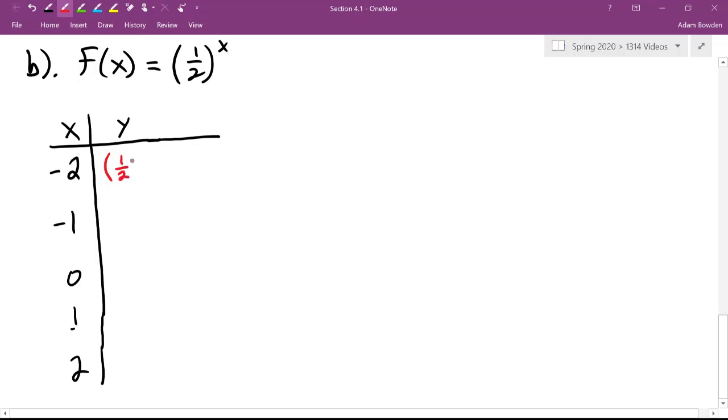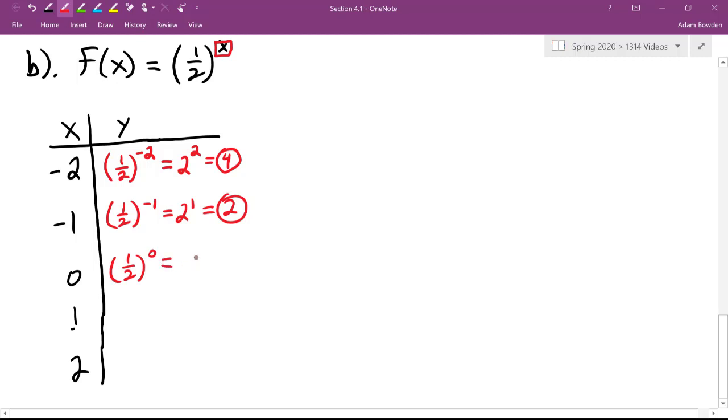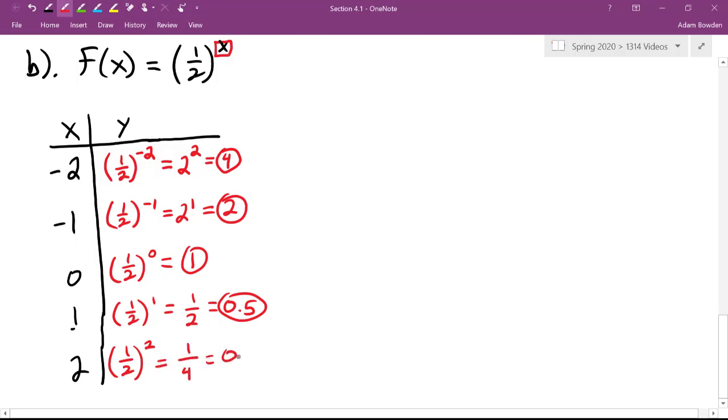So if we take the base 1/2, and x is the variable, we put 1/2 raised to the -2 power. Well, that's going to flip the fraction over to make it 2 raised to the +2 power. So that would just be equal to 4. And if we do 1/2 to the -1 power, it would be 2 to the first, or just 2. 1/2 to the 0 power would be 1. 1/2 to the first power would be just 1/2, or 0.5. 1/2 to the second power would be 1 over 4, or 0.25.